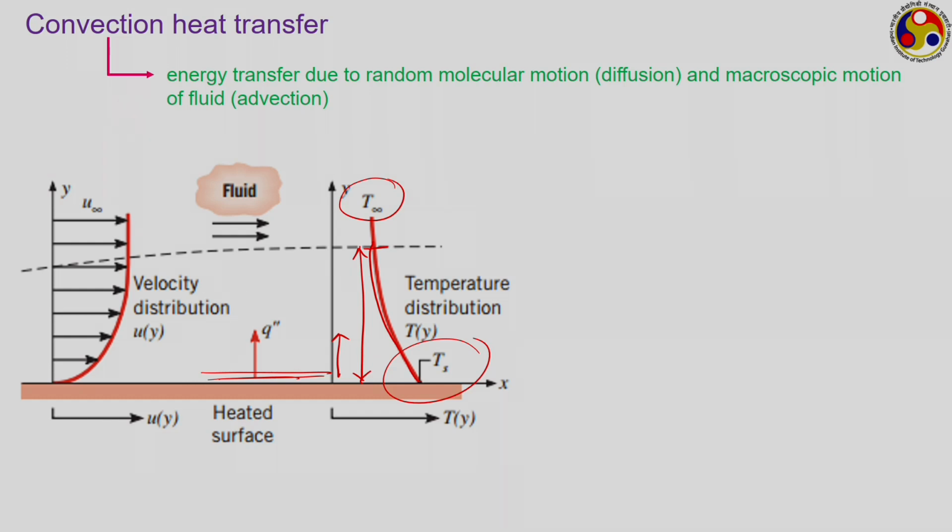Convection is a very involved subject. The total convective heat transfer associated with this situation is generally found to be, the corresponding convective heat flux is found to be proportional to the effective temperature difference, where Ts is the surface temperature and T infinity is the final temperature of the fluid. Converting this to equality, we can write the convective heat flux as equal to h into Ts minus T infinity.